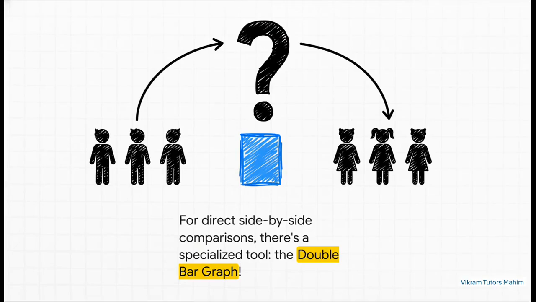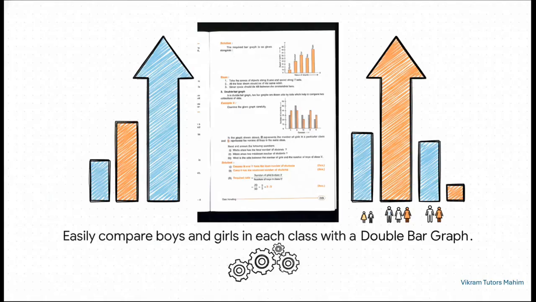But wait, what if you want to get even fancier? What if you need to compare two things at the same time? Let's say the number of boys and the number of girls in different classes. Well, there's a tool for that too. It's the double bar graph, and these are awesome for side-by-side comparisons. You can see at a glance, okay, this class has this many students total, and you can see how the boys and girls stack up right next to each other. It's like getting two graphs for the price of one.